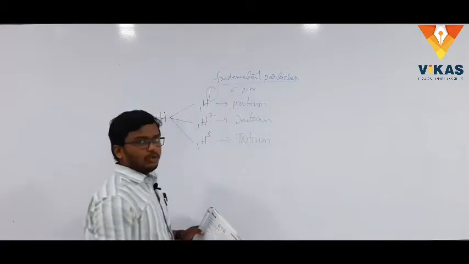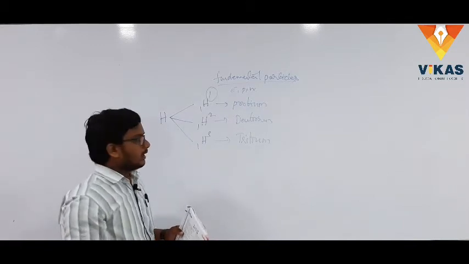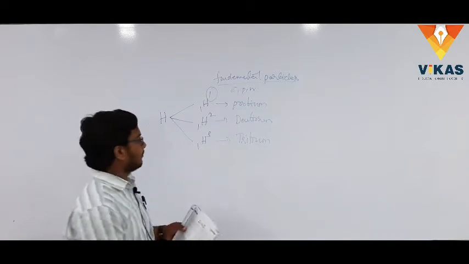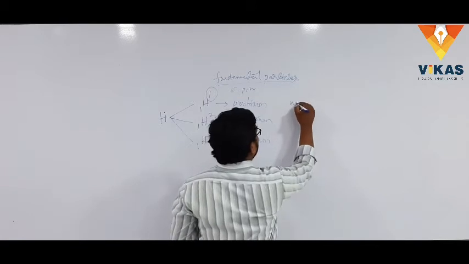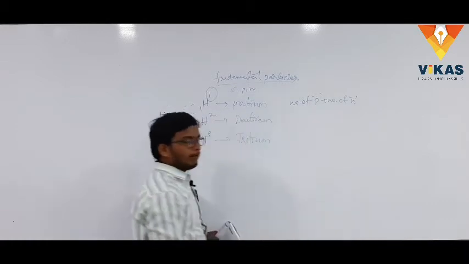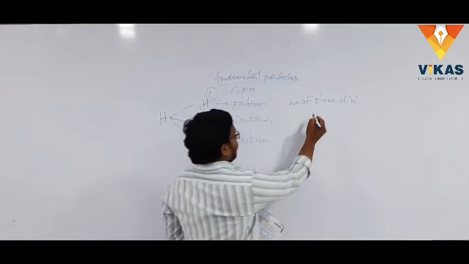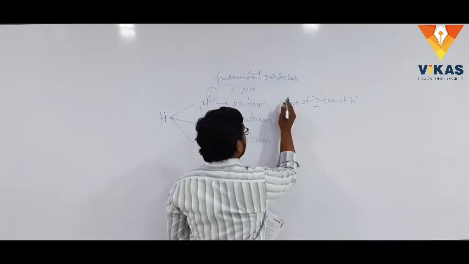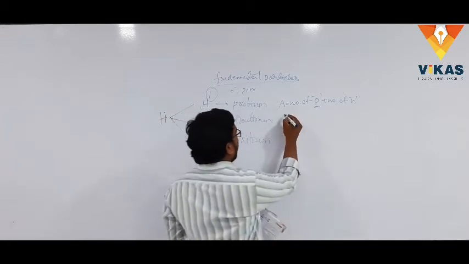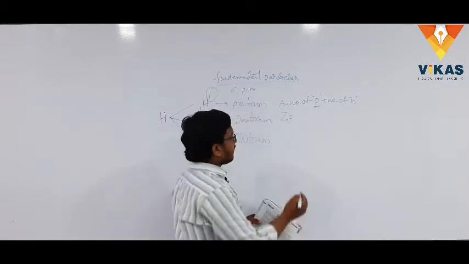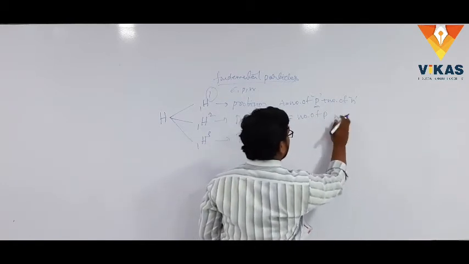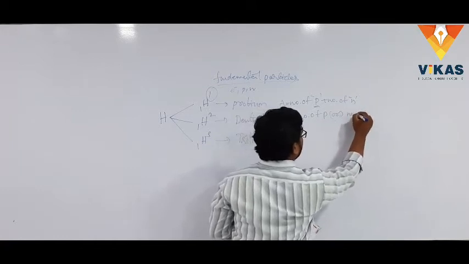But as of now, we should know about the mass number. What is the mass number? Mass number is nothing but the number of protons plus the number of neutrons. That is what the mass number is. We call it A, the mass number. And atomic number, what do you mean by atomic number? Number of protons, or we'll write, number of electrons.